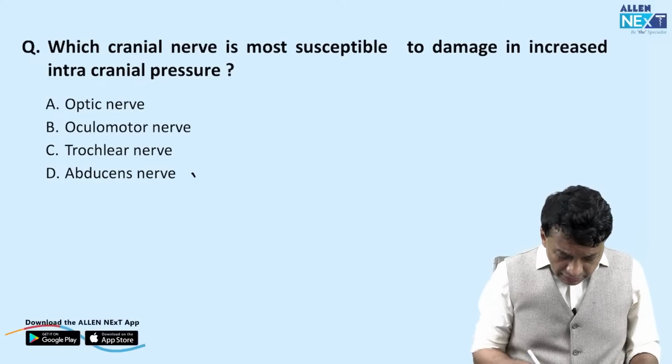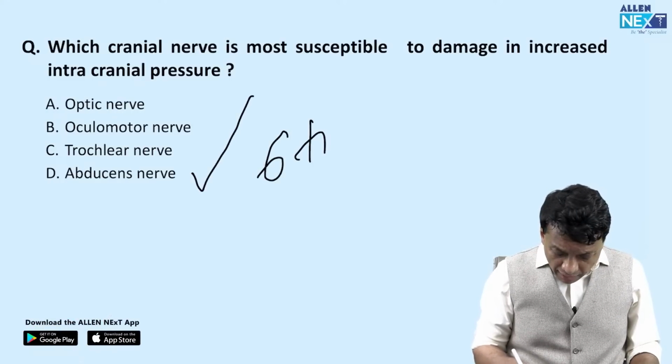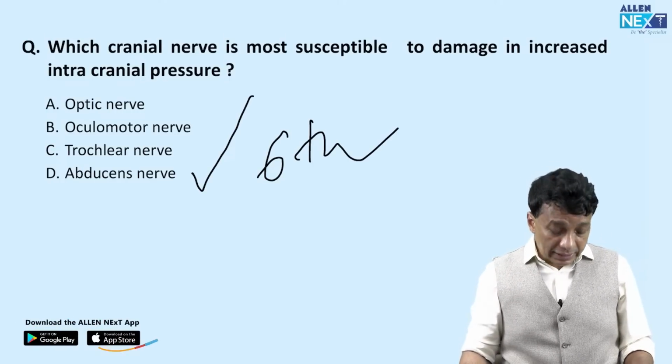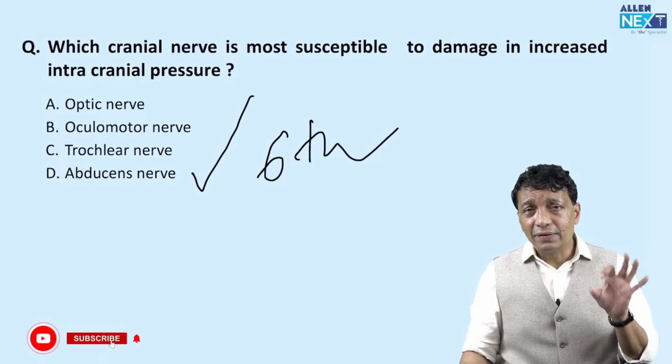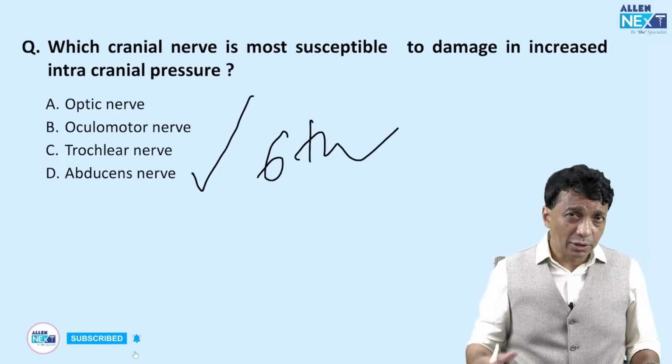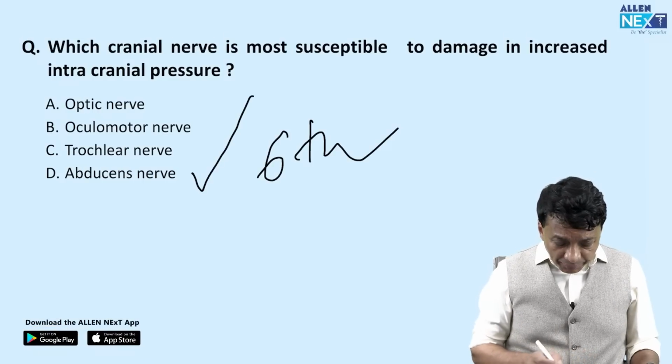The answer, ladies and gentlemen, is the sixth nerve. And you should all have answered this. It is the abducens nerve. The sixth nerve. Remember, the sixth nerve is a very important nerve for all of us. Okay, it has a lot of peculiarities, and you can see this here.